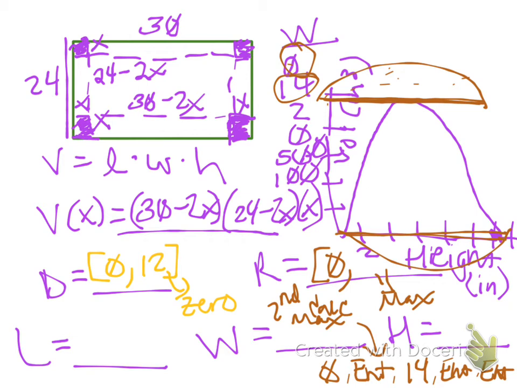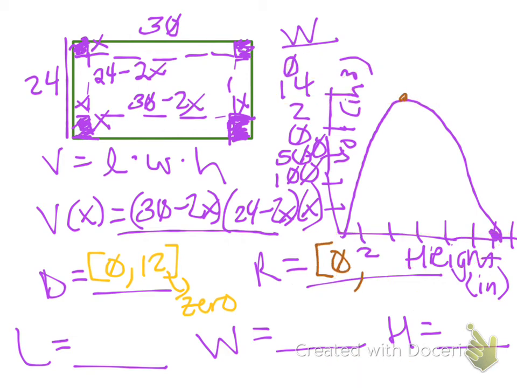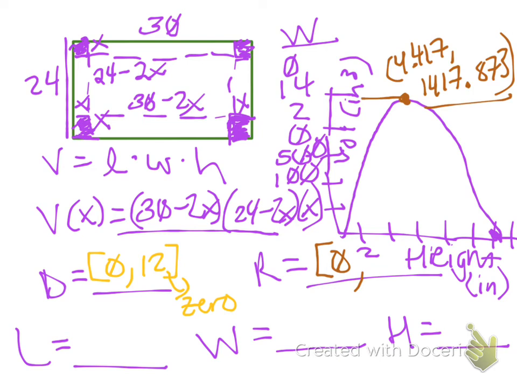If you do that, you should get an ordered pair. You're going to need that x value and the y value. The ordered pair that you should have gotten was 4.417, 1417.873. This ordered pair is very, very important. This ordered pair is telling me where my maximum volume is. My y value is my maximum volume.